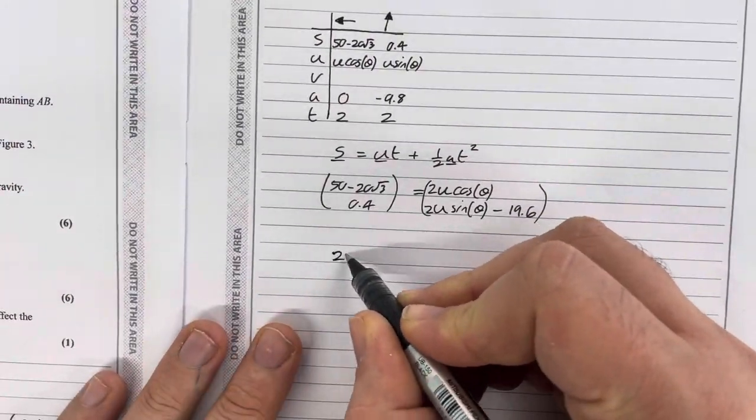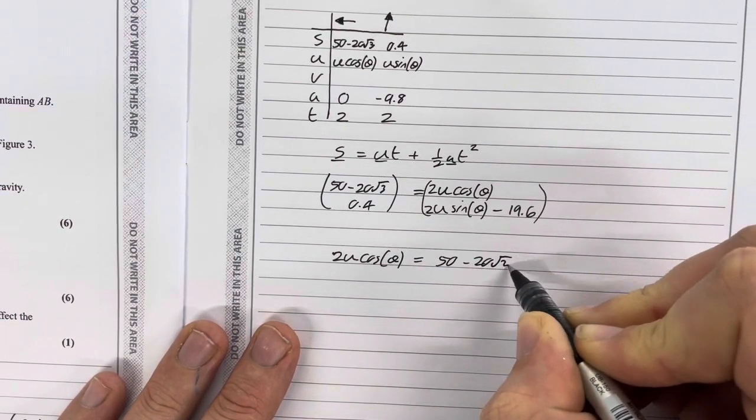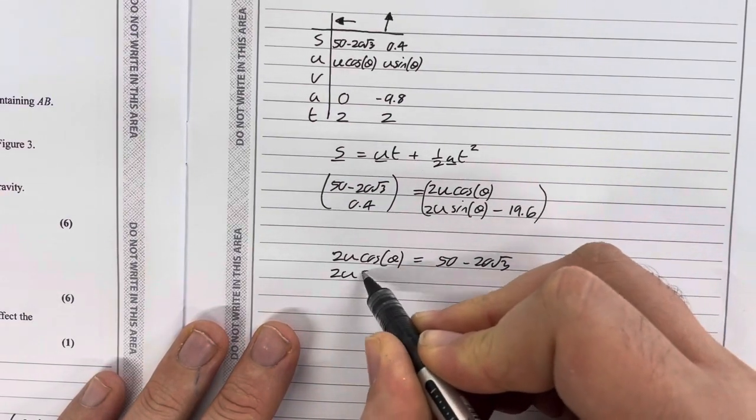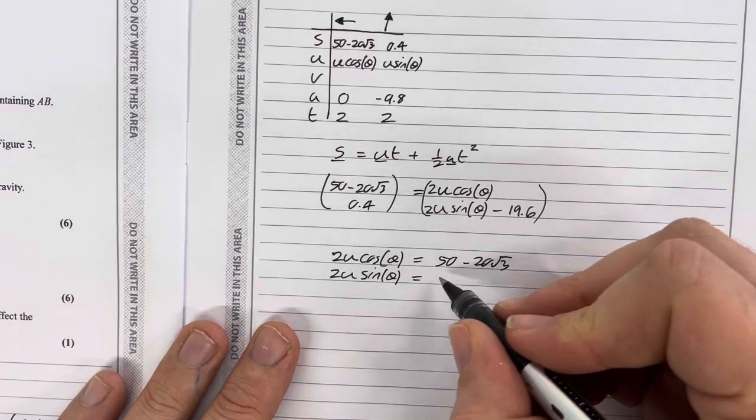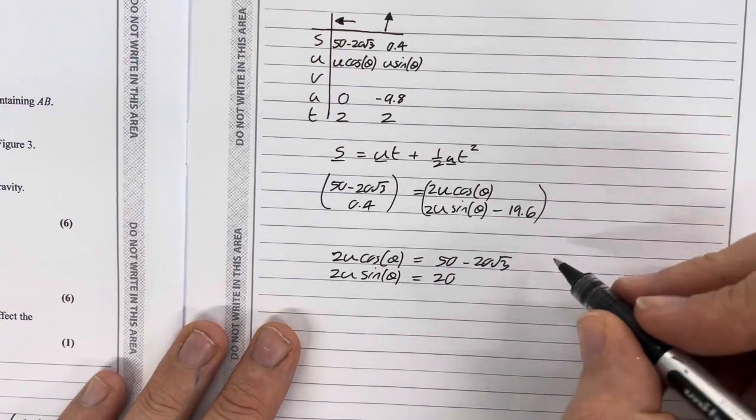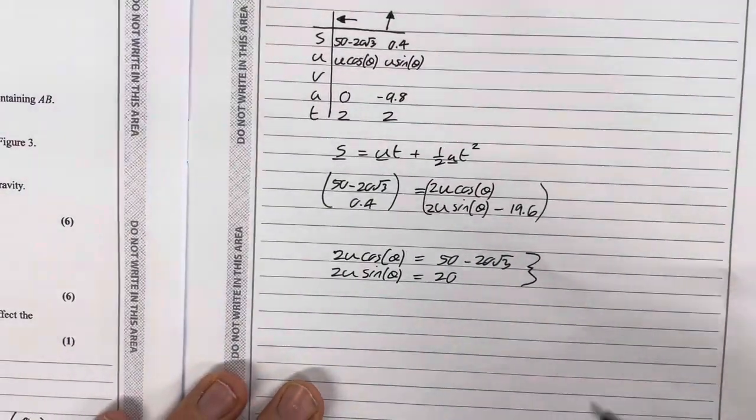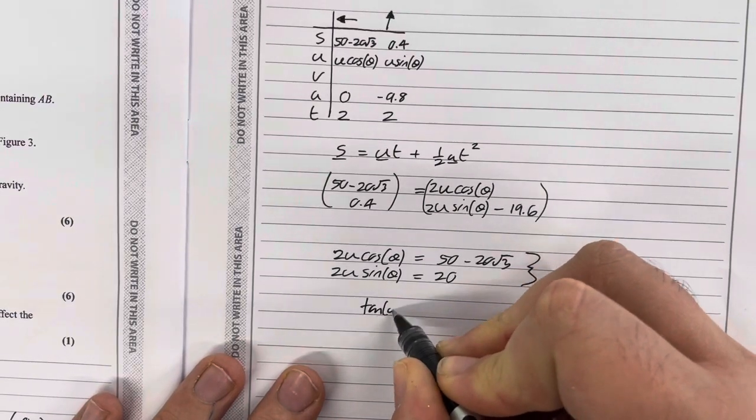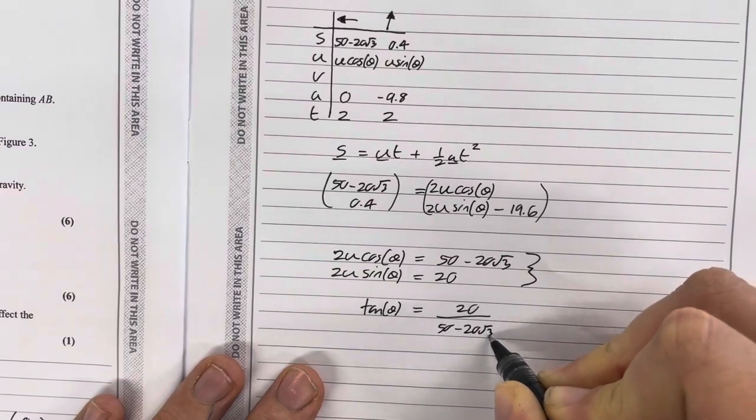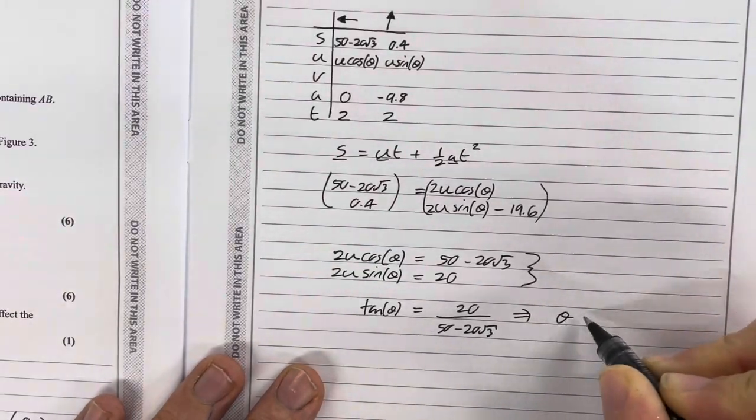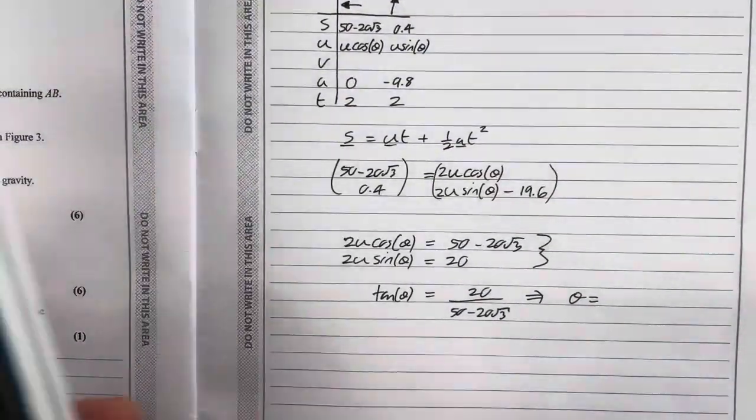So 2u cos theta equals 50 minus 20 root 3, and 2u sine theta is going to equal 0.4 plus 19.6, which is 20. And we can solve those simultaneously. If I divide one by the other, I will get tan theta equals 20 divided by 50 minus 20 root 3. So that will give us theta, which is the part I want.